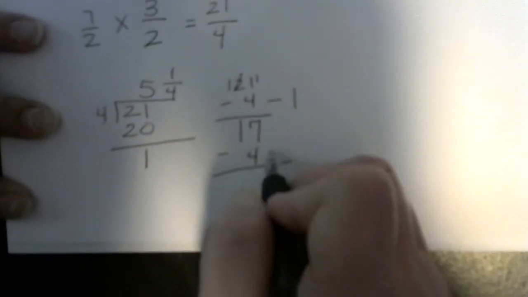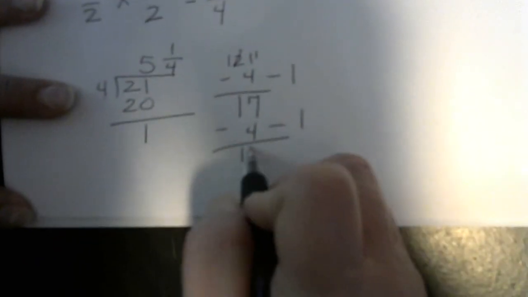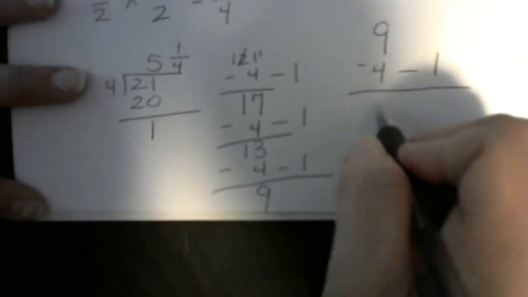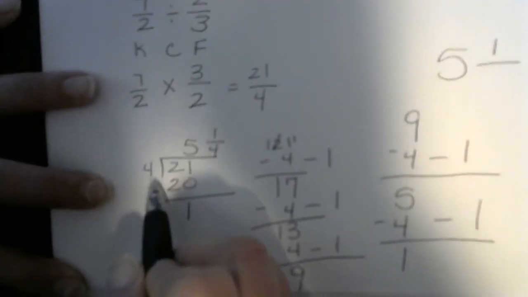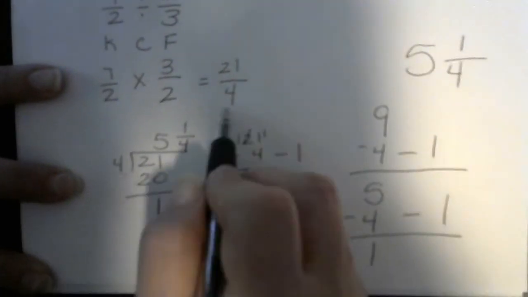You would subtract 4 again. That's another whole. That gives you 13 minus 4. That's another whole. This is 9. I'm going to have to move up here. 9 minus 4. That's another whole. That gives me 5. Minus 4, that's another whole. That gives me 1. That's 1, 2, 3, 4, 5 with 1 left over, and my denominator stays the same.